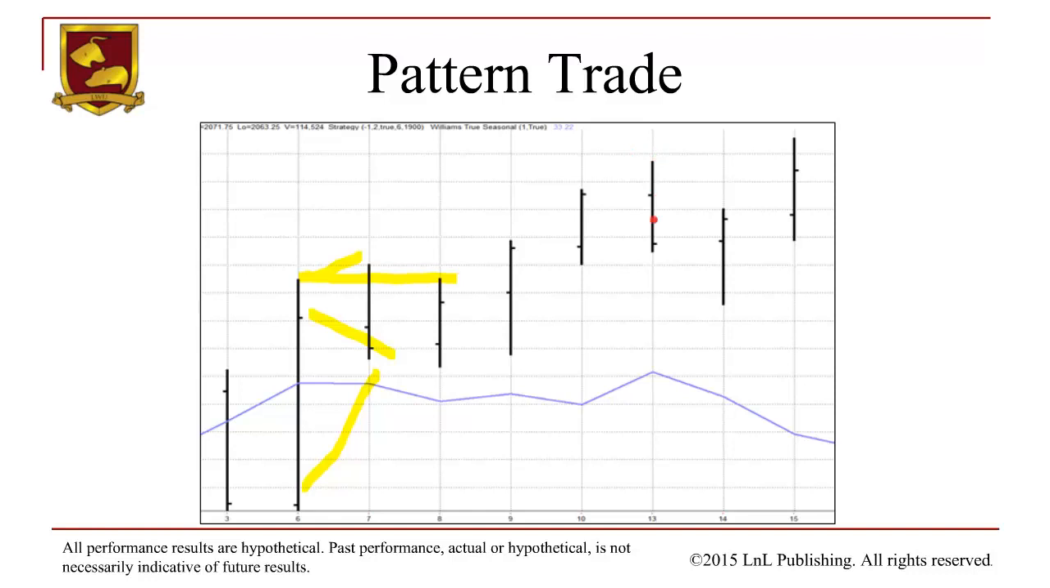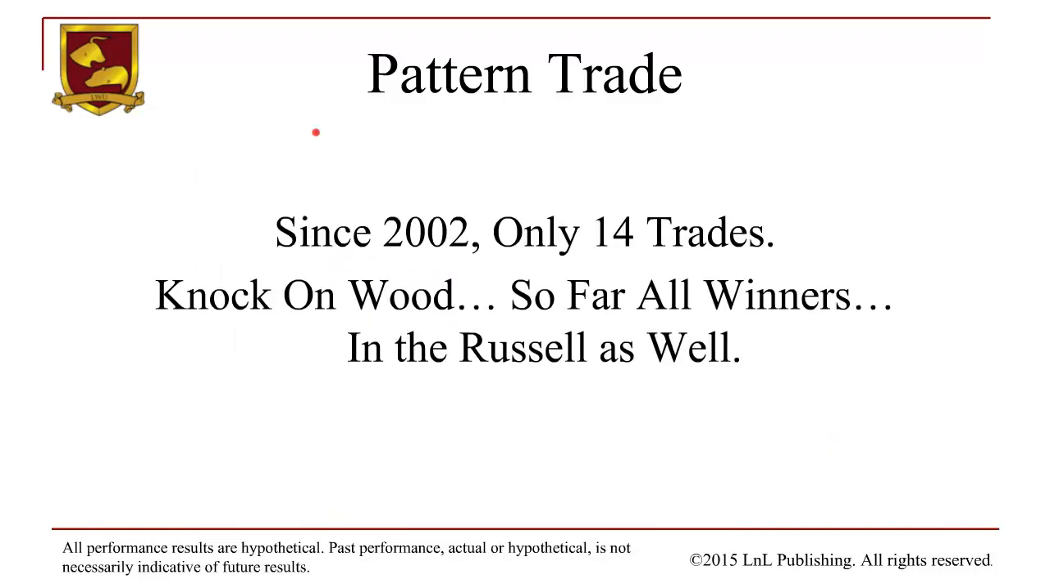We had another one of those supposedly key reversal days right here. Obviously, the market didn't top like the books say it does. We would have been a buyer at this bar's high over here. We just didn't get there on that day. A lot more liquidity in the E-minis. Since 2002, there's only been 14 trades like what I just showed you, but they've all been winners.